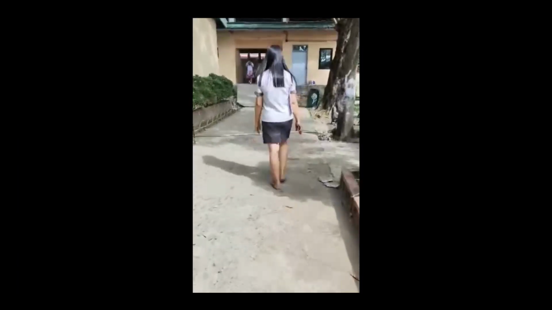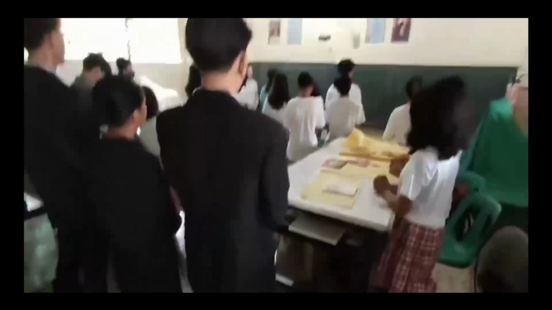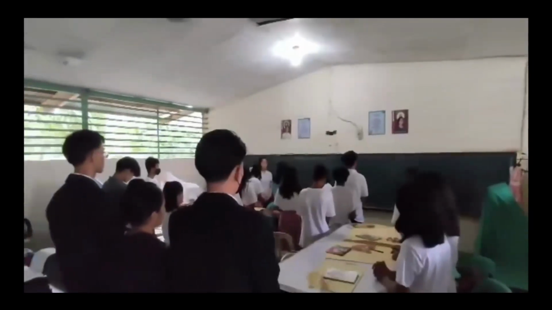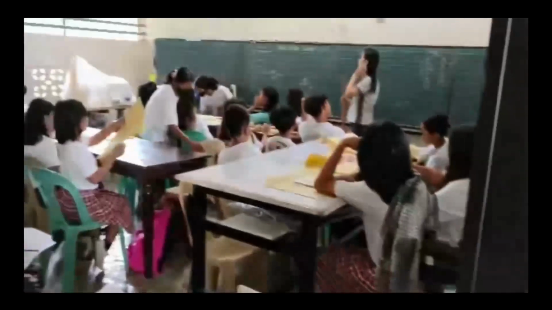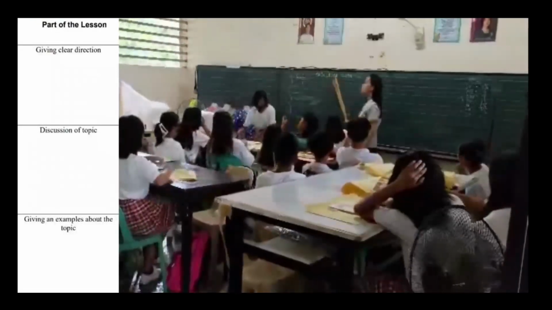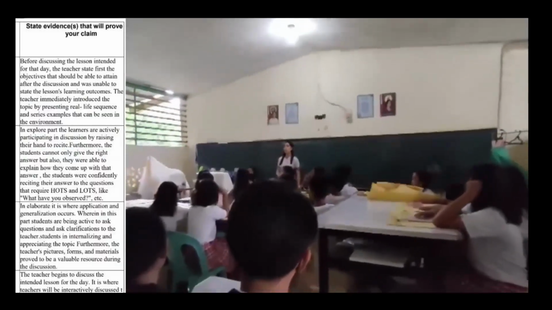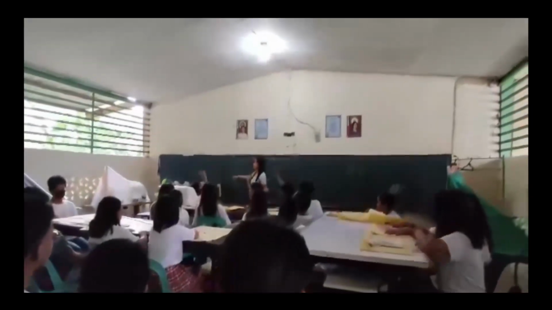The first part of activity number 1 is composed of the observation report, which is presented in a table that contains the principles of learning, parts of the lesson where the principles are observed, and lastly the evidences that will prove your claim. In addition, this contains 4 questions.